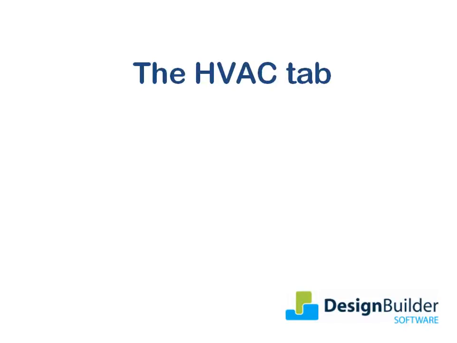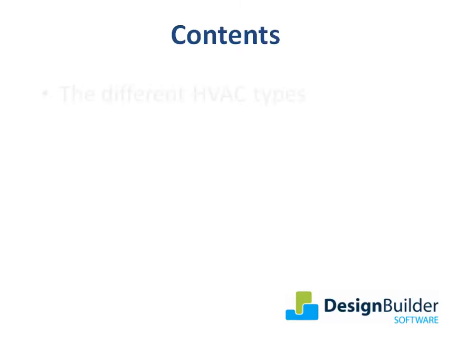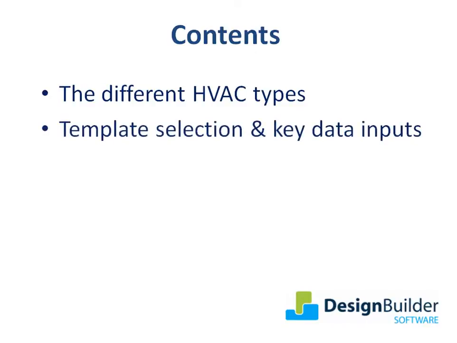The purpose of this tutorial is to introduce the key elements of the HVAC tab, which is where most of the ventilation, heating, cooling and domestic hot water parameters are defined. These determine the energy consumption of the building's HVAC and domestic hot water services, in conjunction with factors such as environmental control set points. During this tutorial, I'll briefly review the different HVAC types and look at template selection and the key data inputs.